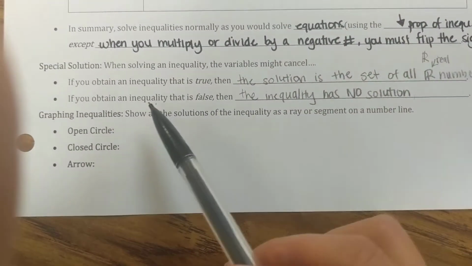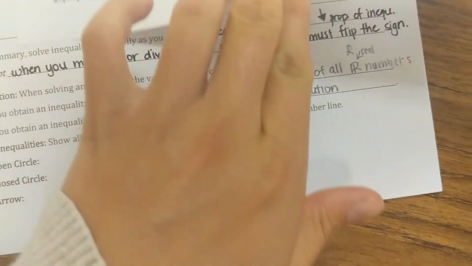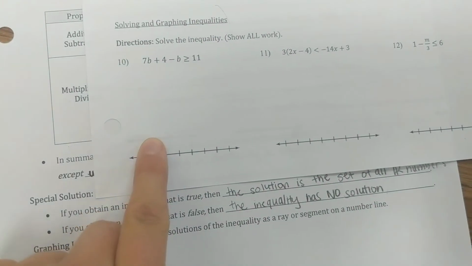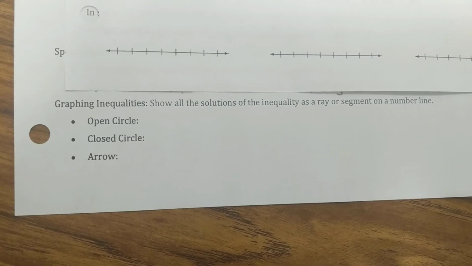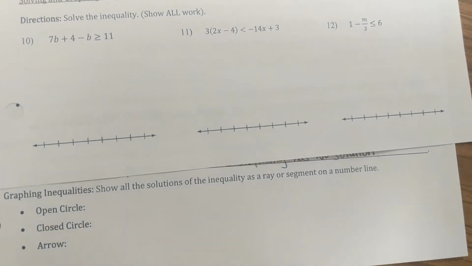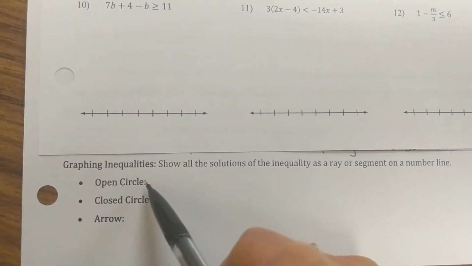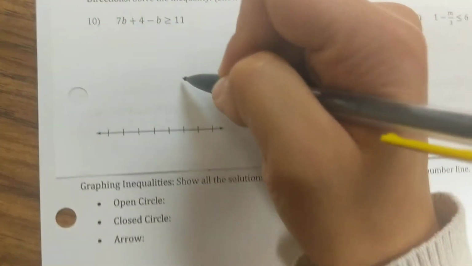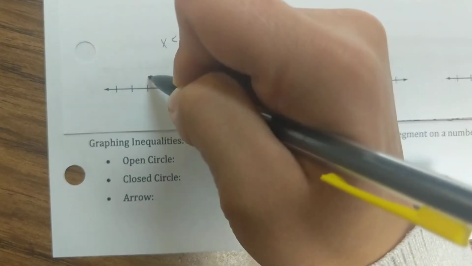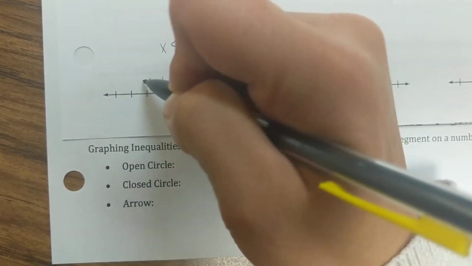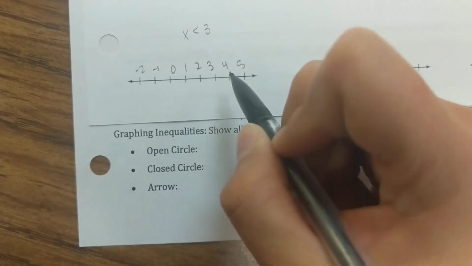Okay, and last thing we're going to talk about is how to graph inequalities, because your worksheet will ask you to solve the inequalities and then it will provide a number line for you to graph. There's a couple things that can happen when we're graphing inequalities. Let's just practice. If I have x is less than 3, I'm going to label this as 0, 1, 2, 3, here negative 1, negative 2, 4, 5. So you will have to fill out this number line.